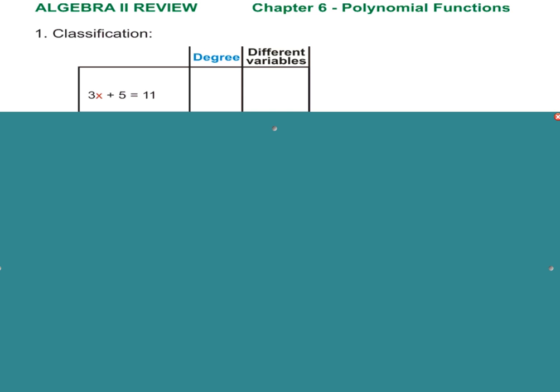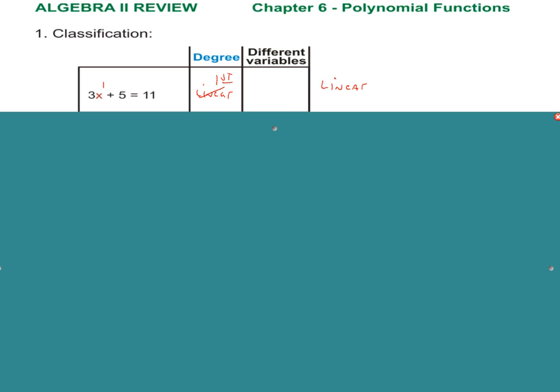Classifying. All right, so how do you classify a polynomial or a quadratic or linear? Remember, you're looking at the degree and you're looking at how many different variables. So let's take a look at the degree. Look at the variable. It's a first power variable, therefore it's first degree. Anything first degree is linear. Actually, I should put first here and linear out here. Because it's first degree, it's linear.